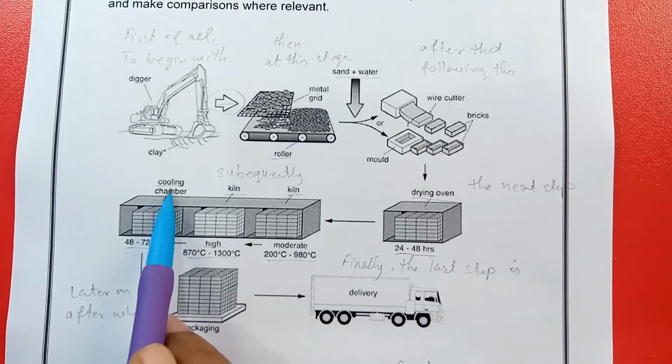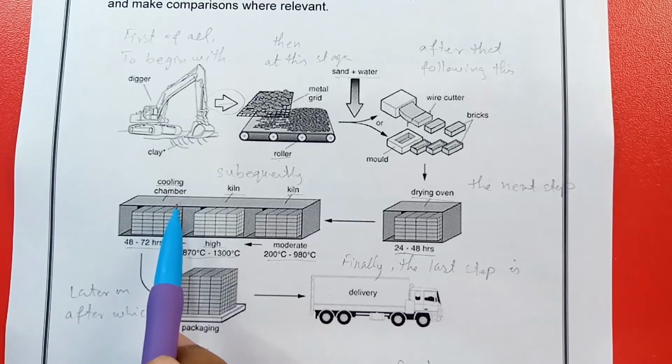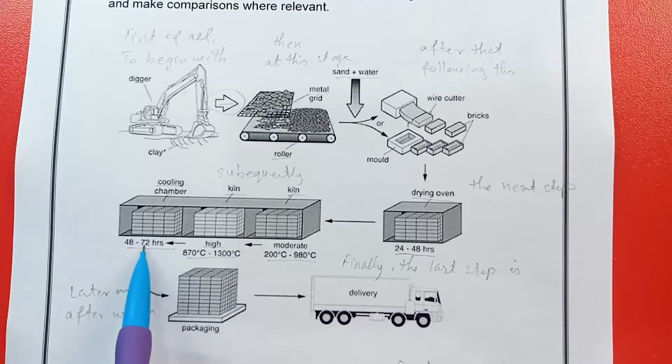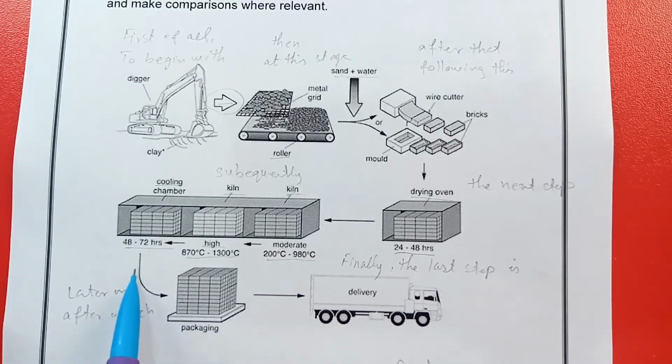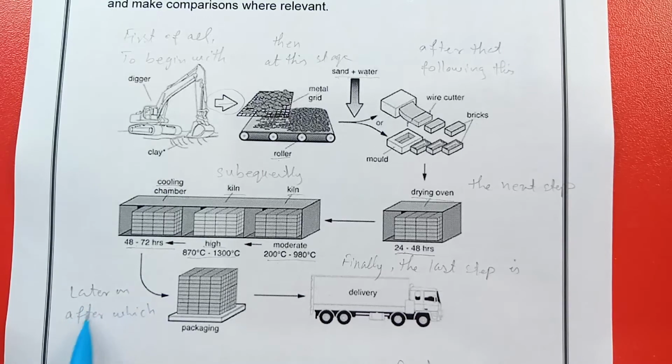You can write later on, you can write after which, you can write finally here. It's up to you. The bricks are packed. Finally the bricks are packed and subjected to delivery, and they are delivered to their destinations. This is the process you have to do. This is the way you have to explain.